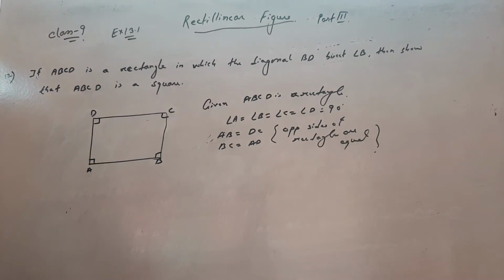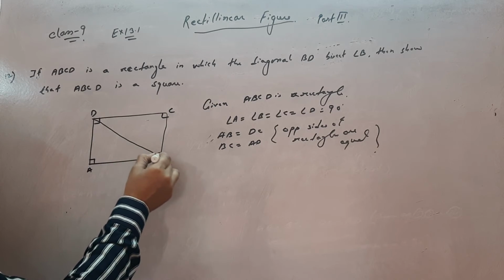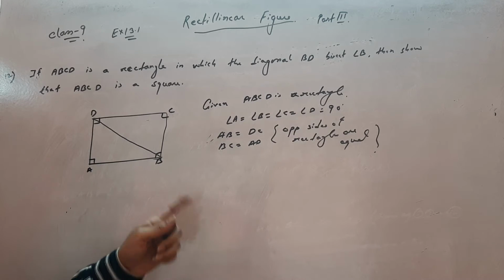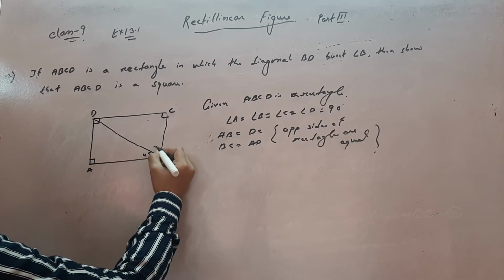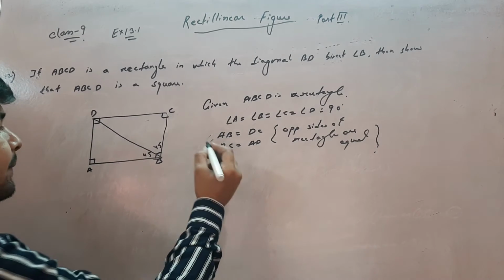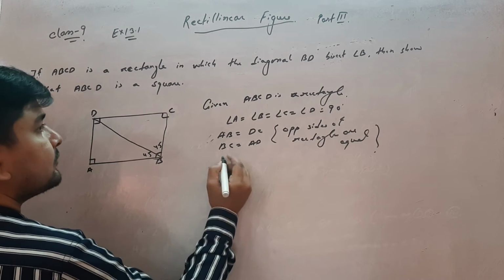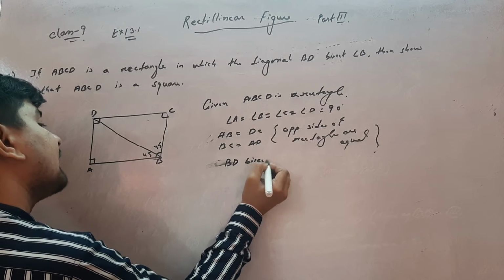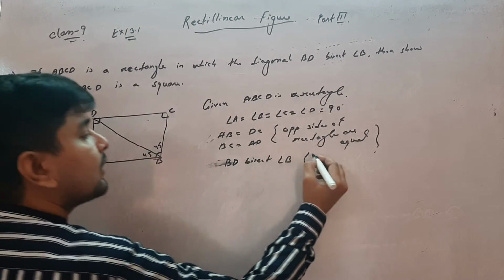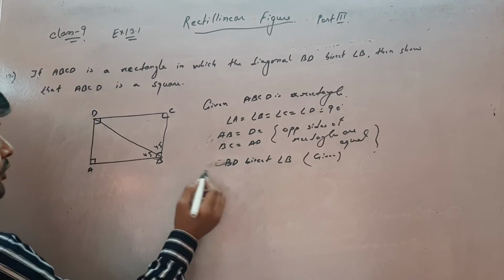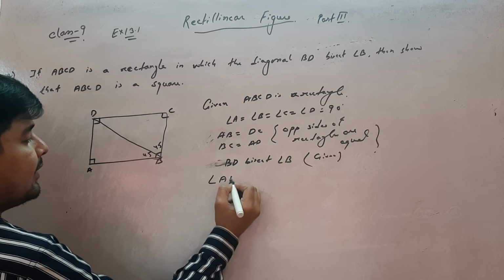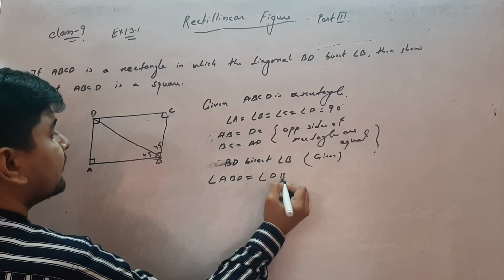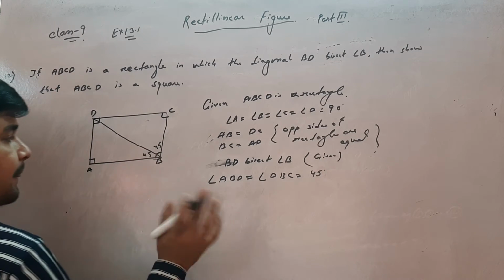The diagonal BD bisects angle B. We know that each angle is 90 degrees, so when the diagonal bisects angle B, it is divided into 45 and 45, half of 90. So therefore we write down, given BD bisects angle B, that means angle ABD equals angle DBC equals 45. Clear?